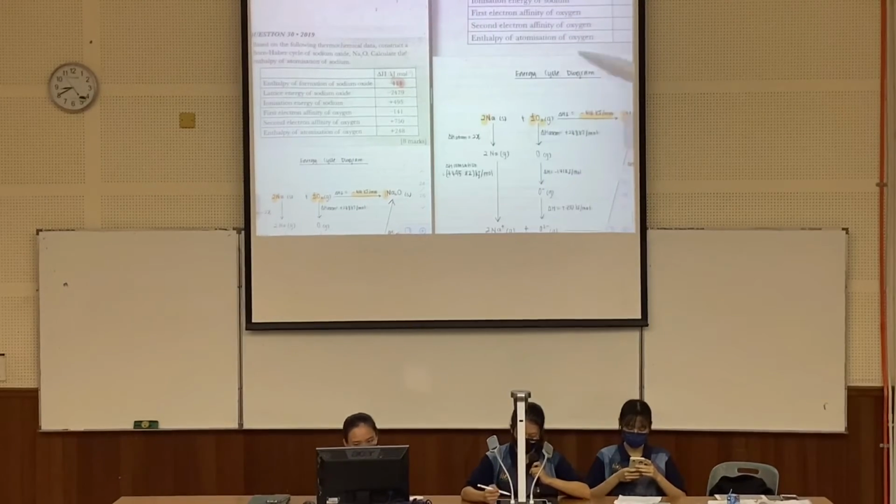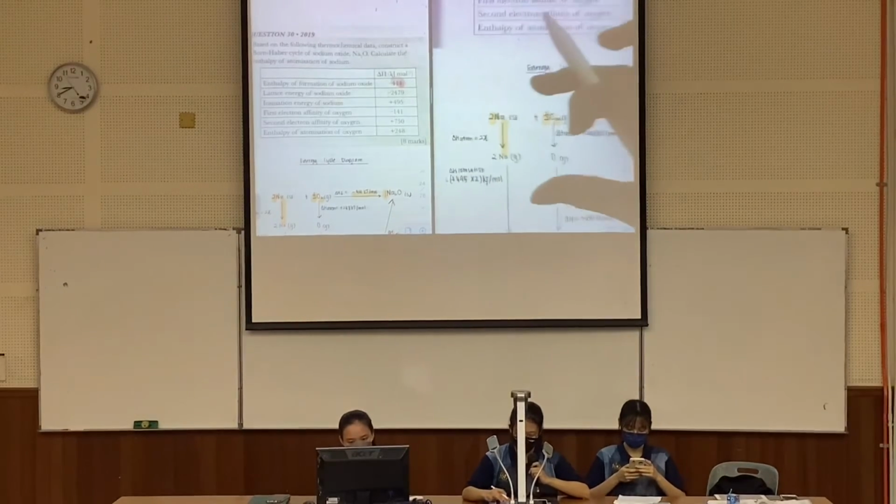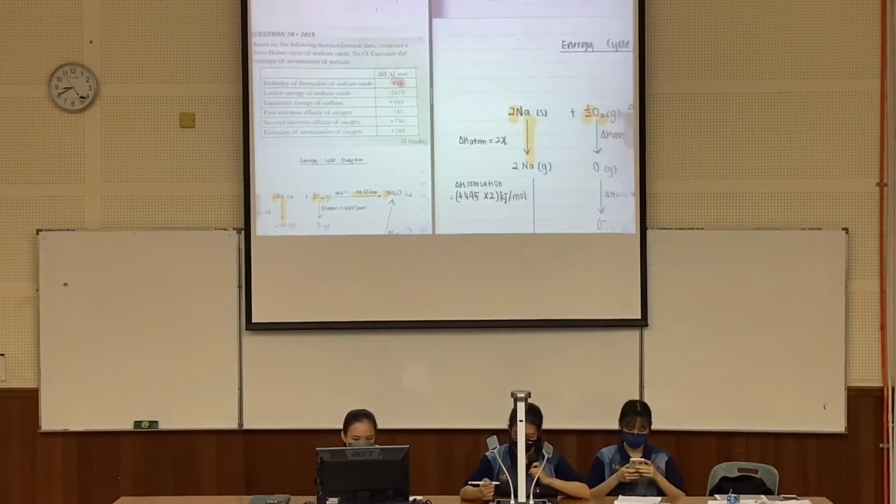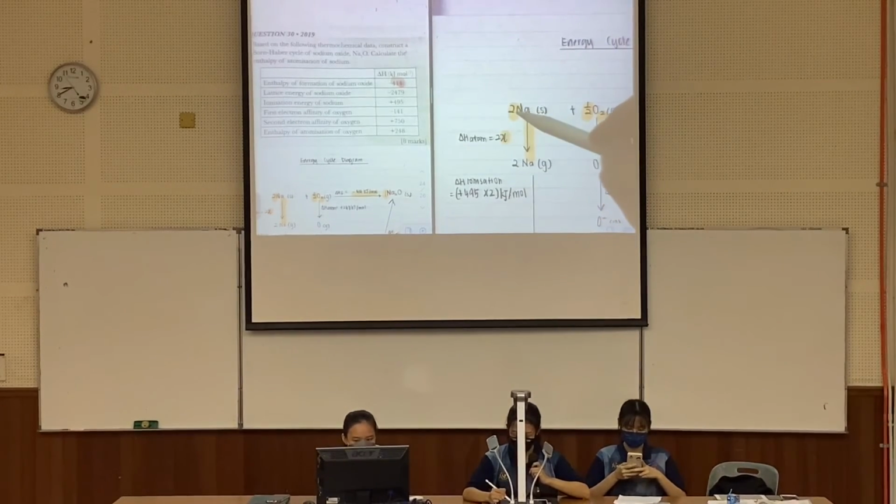And next we need to write the enthalpy of atomization of sodium, which we are going to find in this question, which is to convert solid state of sodium atom into gaseous state of sodium atom. So this is not given in the question, and this is an unknown we need to find. So we give the x for the question, and because this is 2 mole and 2 mole, we need to times 2, so this is 2x.